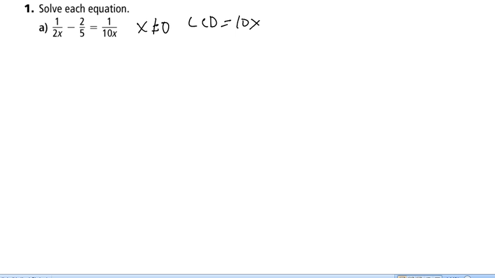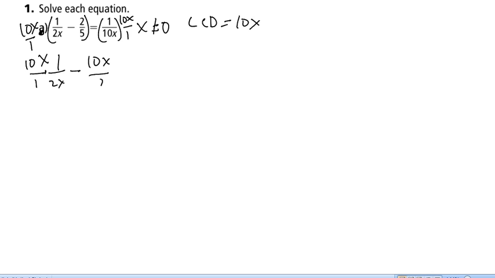And then, different than what we did yesterday, we're going to do what we did up top and multiply both sides by 10x, which is of course the same as 10x over 1. So over here, we're going to multiply that 10x over 1 through. So we get 10x over 1 times 1 over 2x minus 10x over 1 times 2 over 5 equals 10x over 10x, which equals 1 because x can't be 0.